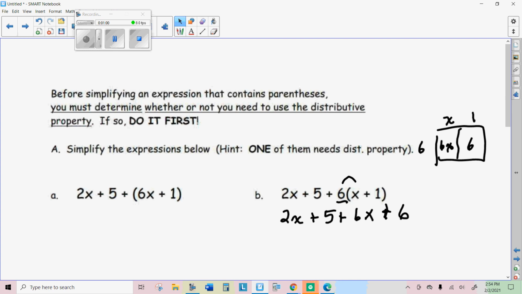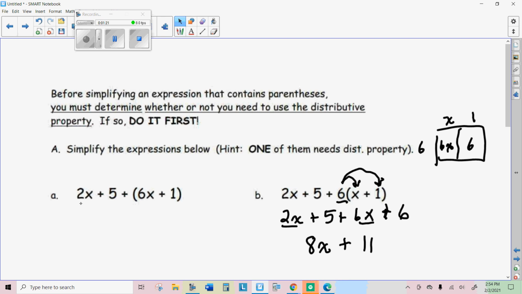The other way you can remember is just remember to multiply this by both things, or all things, inside the parentheses. All right, now you're going to combine like terms. The 2x and the 6x makes 8x, and the 5 and the 6 together make 11. And then you're all done.